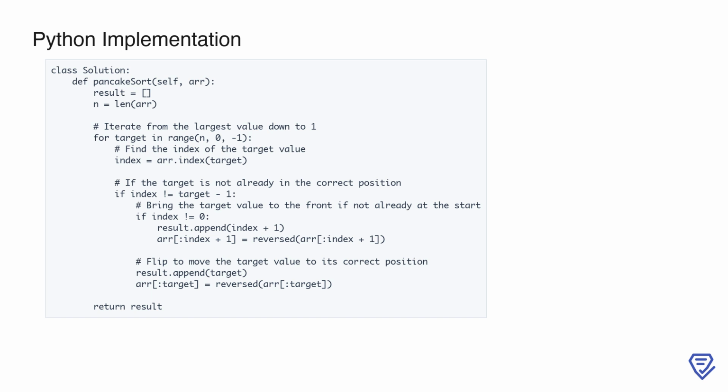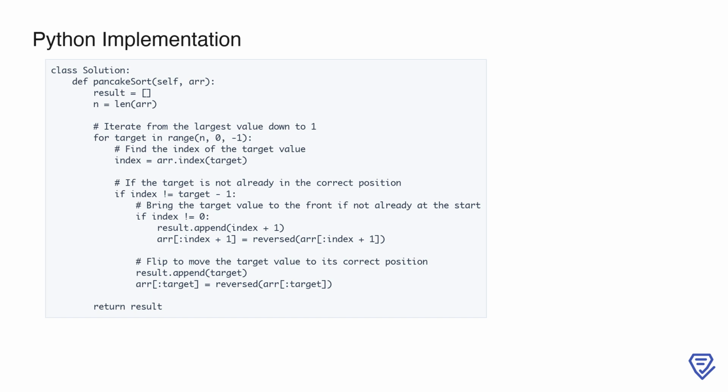1. The first flip brings the number to the front of the array. This is done if the number is not already at the start. The length of this flip is index plus 1, where index is the current position of the number. 2. The second flip moves the number from the front to its correct position in the array. The length of this flip is equal to the target value. The function appends the lengths of these flips to the result list, which is returned as the final output.